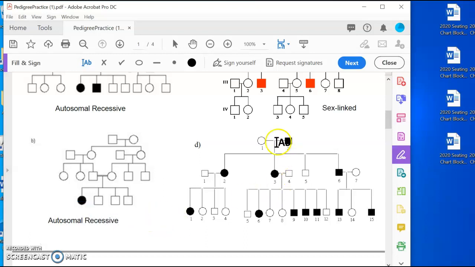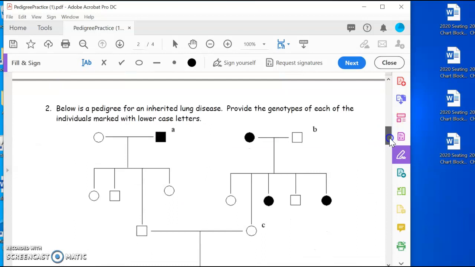Okay. And then we got this one. If you look at this one, there is a little bit more males than there are females. But more importantly, every single generation has the disorder. So when every single generation has the disorder, this is going to be autosomal dominant. All right, shows up a lot in those generations.